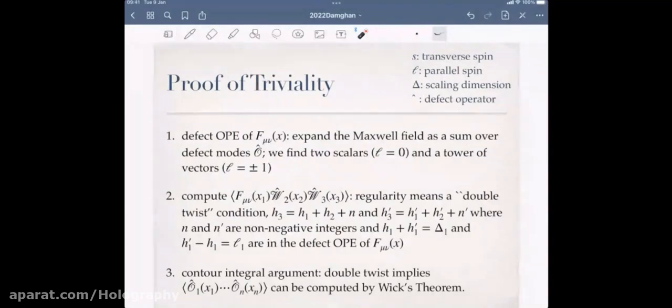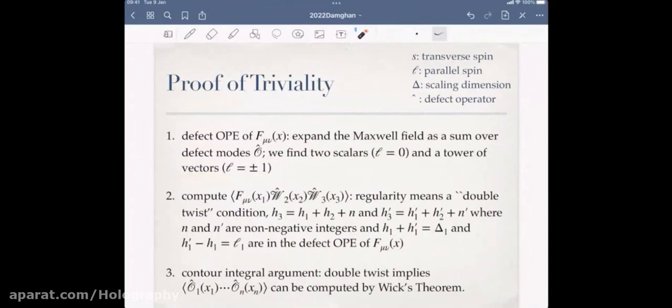So I have a Maxwell field in the bulk, and what I want to do is expand it out in a Taylor series in terms of modes on the boundary. This is called the defect operator product expansion, or defect OPE. And when we do this, because the field is free in the bulk, because it satisfies Maxwell's equations in the bulk with no interactions, it's very constrained what can show up on the boundary in this decomposition. One finds two scalars, so L equals 0, no angular momentum, and a tower of vectors with L equals plus or minus 1. So that's the first step, to show that.